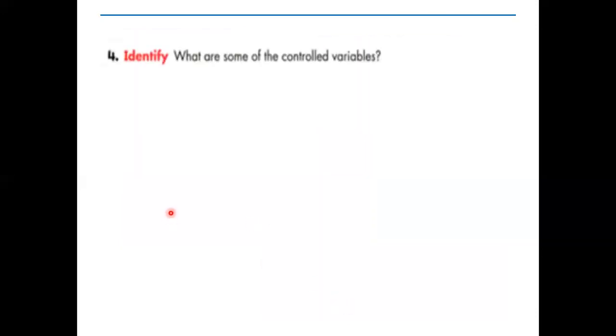Now let's answer our questions. Open your books. Question number four, who can read it for us? Identify what are some of the control variables. The answer is the height the ball is dropped from and the ball itself. Excellent answer.